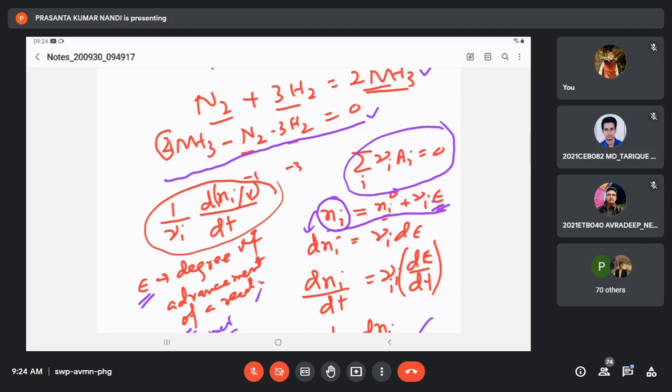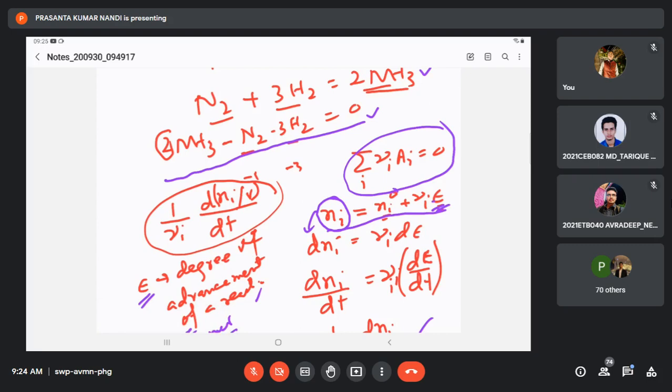As the reaction progresses, the degree of advancement epsilon increases, and Ni may increase for product species. With increase in epsilon, Ni will decrease for reactant species, right? Compared to its initial mole numbers. So that's why Ni equals Ni0 plus nu_i epsilon. Nu_i is the stoichiometric coefficient of that particular species Ai in the chemical reaction, so it is a constant quantity.